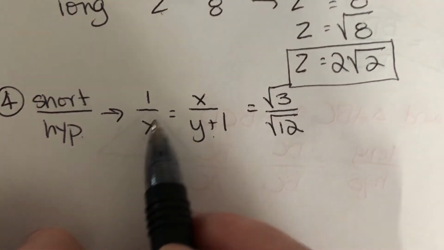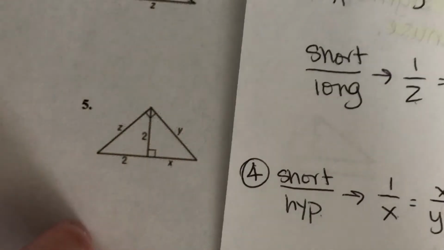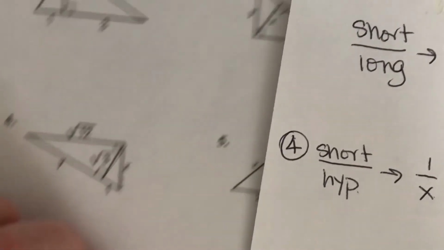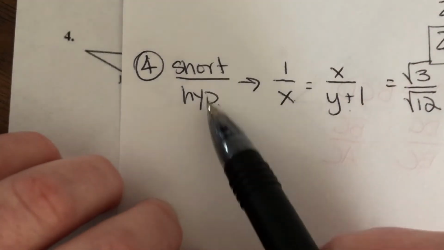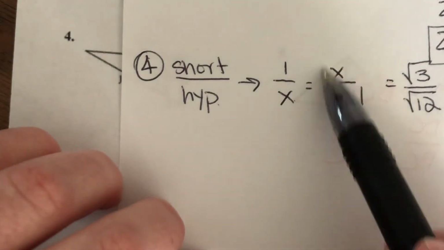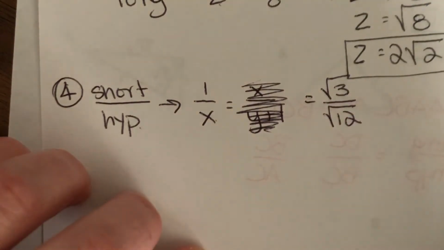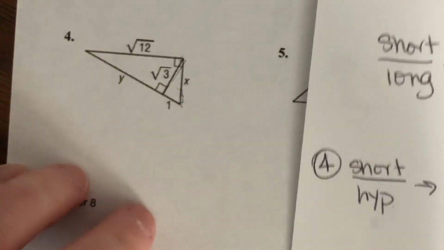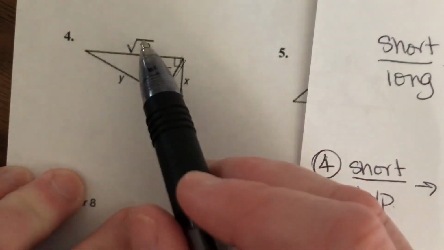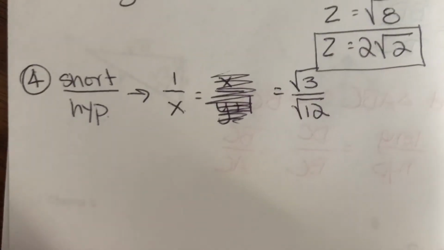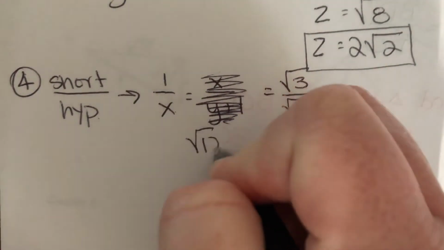So even though this is geometric mean and I'm solving for x, I actually don't need the geometric mean to solve for x in this problem. Where did 4 go? Here. Right? I didn't need it. I know how to set up the ratios, but I didn't have to have x on the bottom and x on the top. I can actually just ignore this right now since I don't know what y is and do short over hypotenuse here and compare it to short over hypotenuse here. It's the same ratio, right? And then I can cross multiply. So 1 times square root of 12 is just square root of 12.